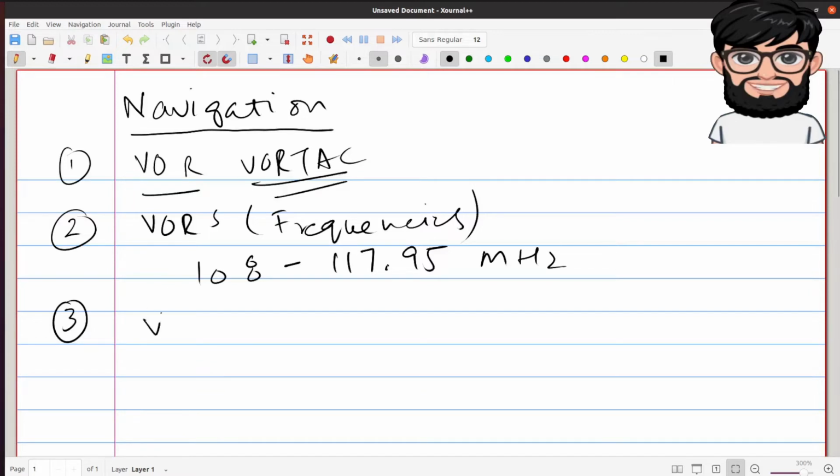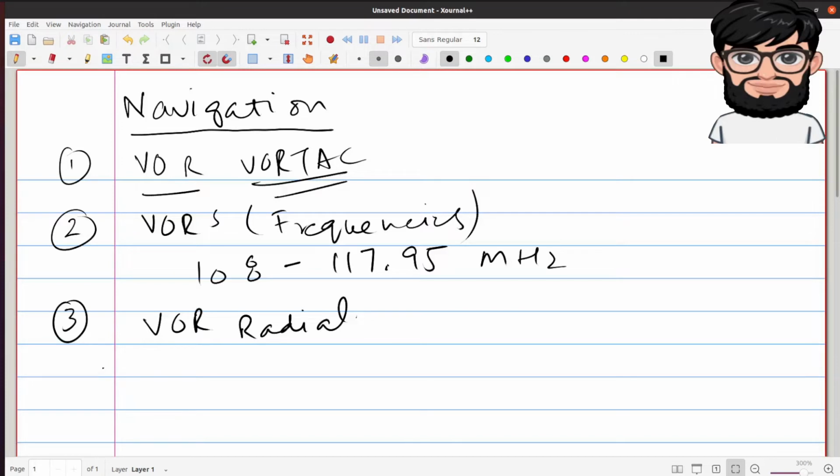What is a VOR radial? Again, the radial is defined as a line of magnetic bearing extending from an omnidirectional range VOR, just like we talked about, what the VORs are. So a radial is the line of magnetic bearing extending from the omnidirectional range.